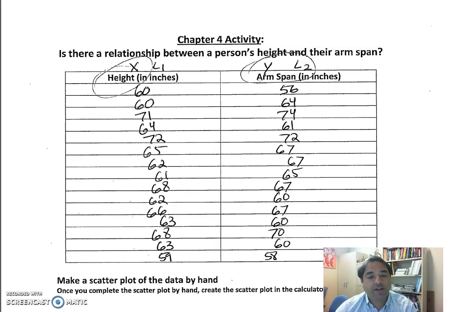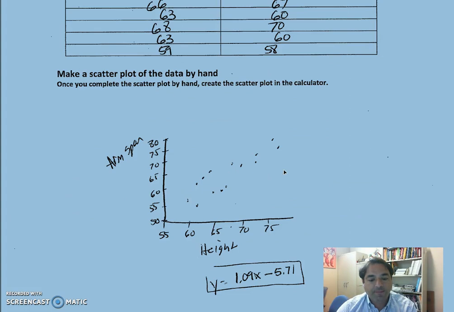And then before we touch the calculator, we need to figure out our window. Our shortest person was 59 inches, so maybe start at 55. Our tallest person was 72, so maybe go up to 74 or 75, counting by fives. Our shortest arm span was 58, so maybe start at 55. Our longest arm span looks like 74, so maybe go to 75. So before we touch our calculator, determine your window.